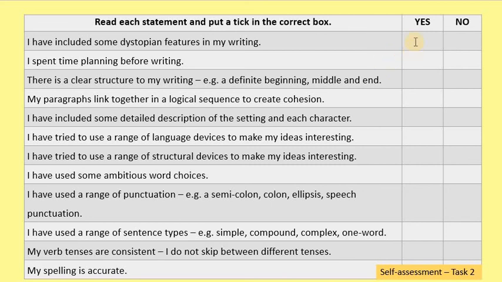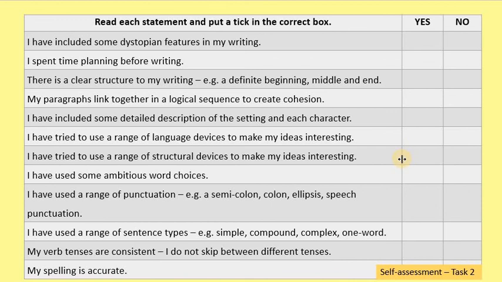So you go, right, yes, I spent some time planning before writing. Yes, there is clear structure to my writing. It's a definite beginning, middle and end. I have included paragraphs, so don't forget the paragraphs, but they are linked together in a logical sequence, okay? I have included some detailed description. I have tried to use a range of language devices. I have tried to use a range of structural devices. I have used some ambitious word choices.